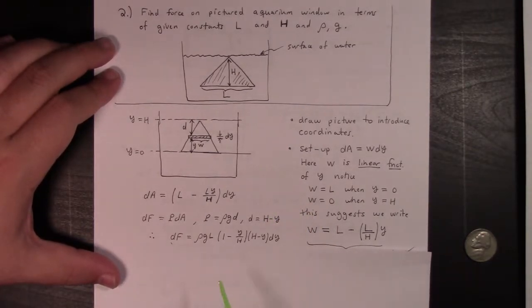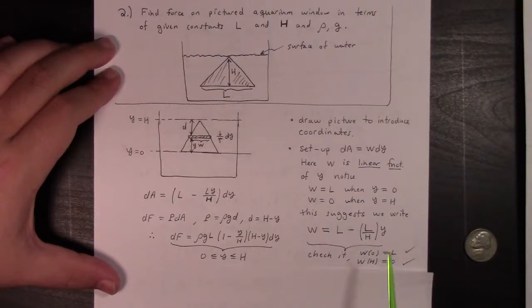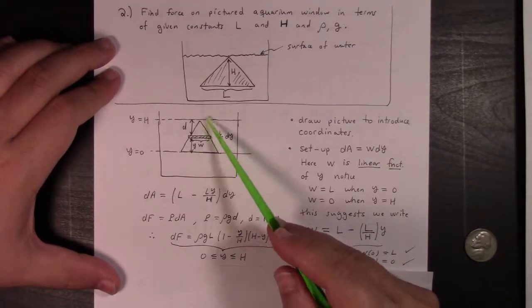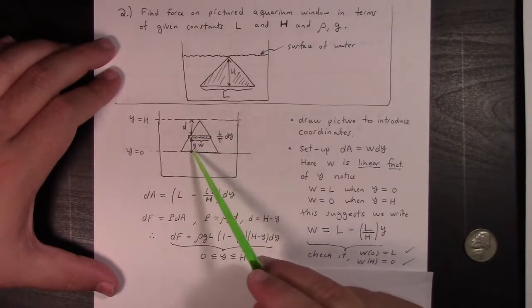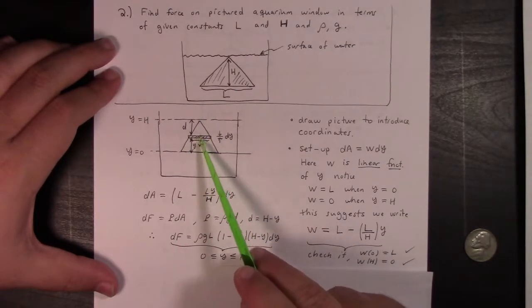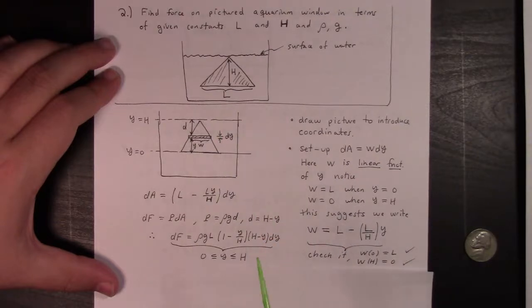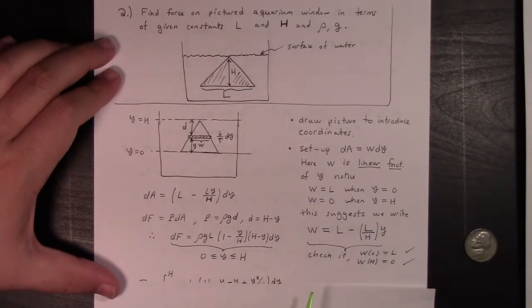And so we get dF is rho g d, I put the d over here, and this is actually from the dA. It's the L times, I factored out the L here, L times 1 minus y over h. And this is going to be the case between 0 and h. We're going to have a little bit of force on each horizontal strip. To get the net force, we add up the force on each horizontal strip all the way from the bottom to the top.